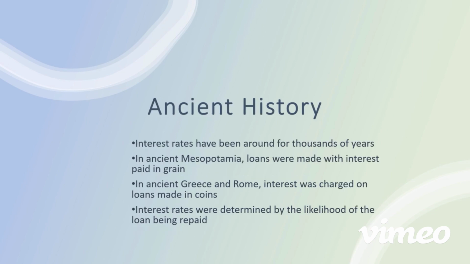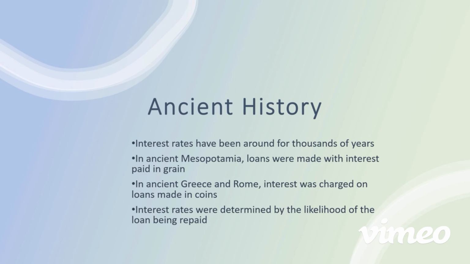Interest rates have been around for thousands of years. In ancient Mesopotamia, loans were often made in the form of grain, with interest paid in the form of additional grain. In ancient Greece and Rome, money lenders charged interest on loans made in the form of coins. These early forms of interest were often tied to the productivity of the borrower, with the interest rate determined by the likelihood that the loan would be repaid.